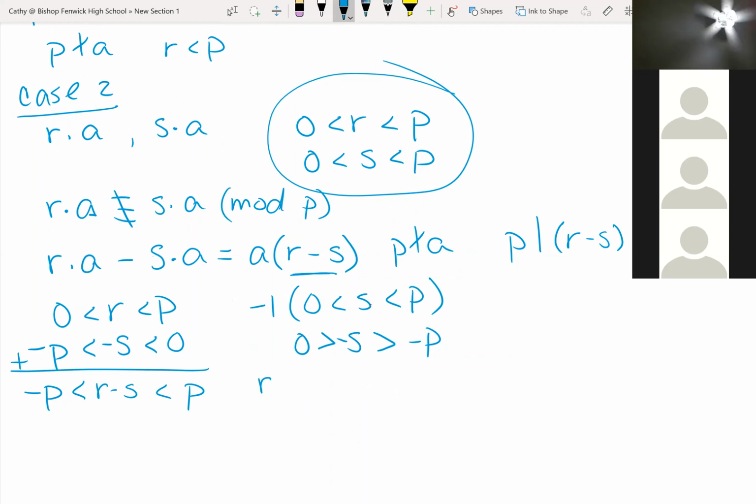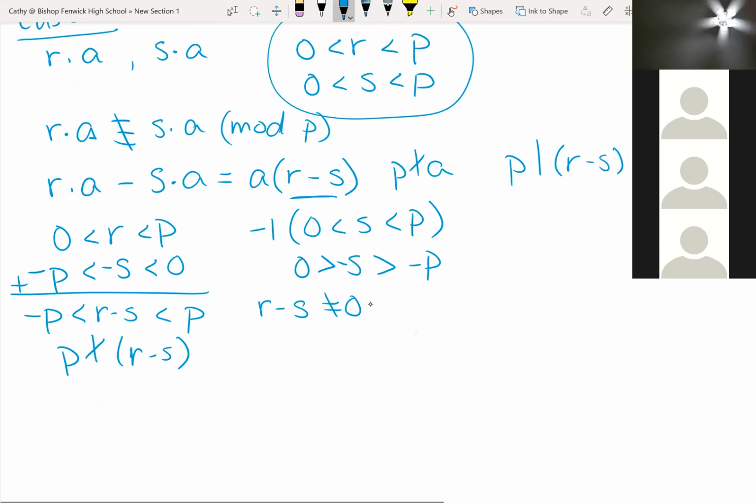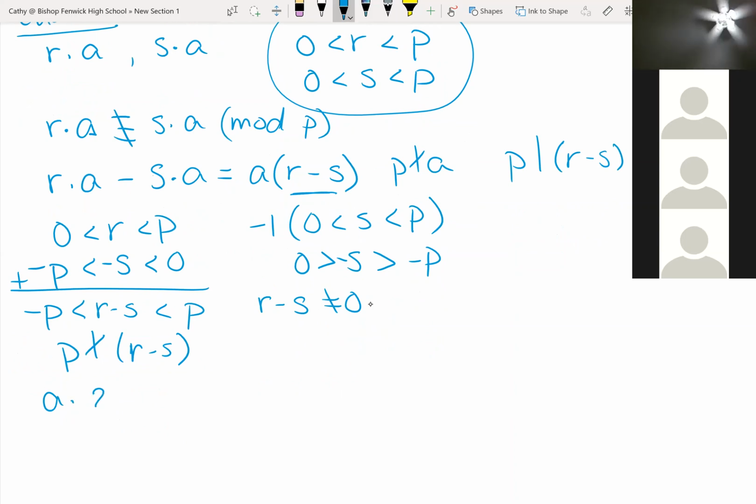But we know that R minus S does not equal 0 because they are distinct congruence classes. So therefore, that means that P does not divide R minus S. And that A, 2A, 3A, all the way up through P minus 1 times A, those are all incongruent to each other.